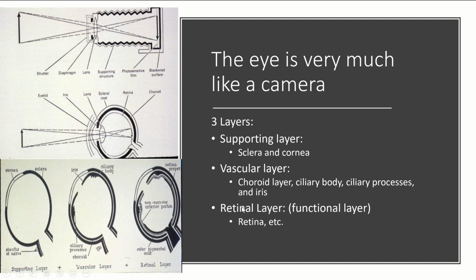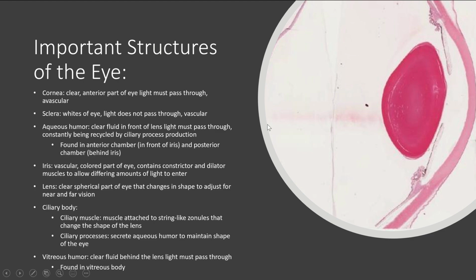Okay, the innermost layer is going to be the retinal layer. So that's the functional layer. The retina of your eye, that innermost layer, is the part that's going to connect to the optic nerve and go into your brain and tell you what you're seeing, right? So that's the functional layer that actually sees things or picks up on those light signals.